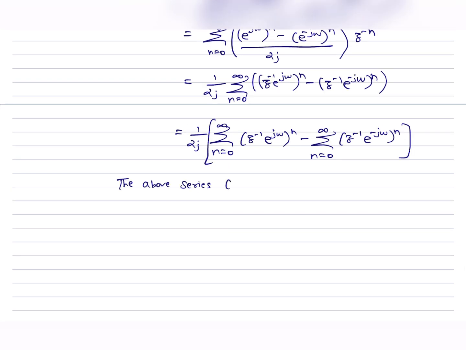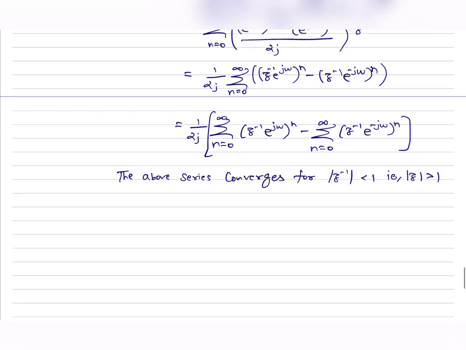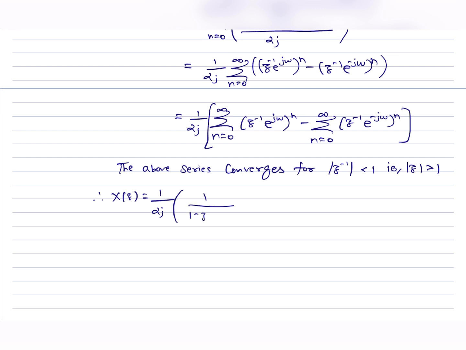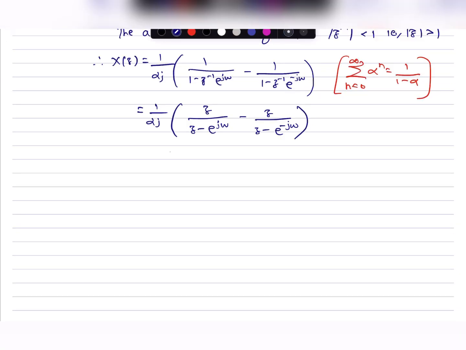And now the above series converges for mod z inverse less than 1, that is mod z greater than 1. Therefore X of z equals 1 by 2j. The first term we can write as 1 over 1 minus z inverse e power j omega, minus the second term, which we can write as 1 over 1 minus z inverse e power minus j omega. And how does it come? We have the formula summation n equal to 0 to infinity alpha power n equals 1 by 1 minus alpha, where alpha here is z inverse into e power j omega or z inverse e power minus j omega, as mentioned in the two terms here.